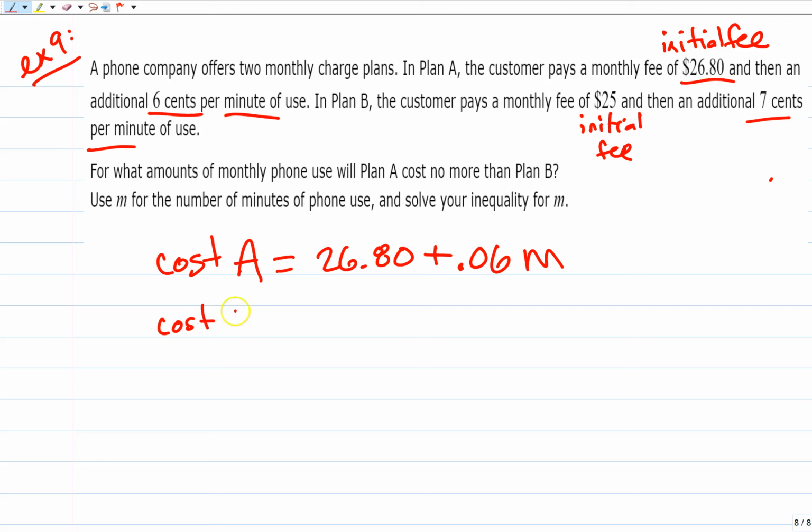What is the cost for plan B? Well, that seems simpler. We got a $25 fee, but I spend what?